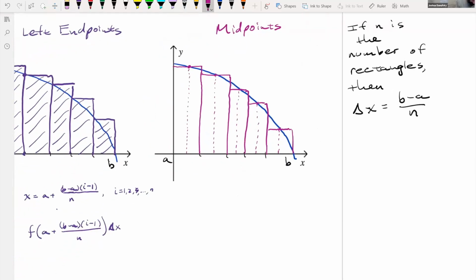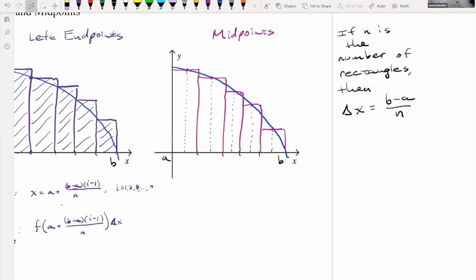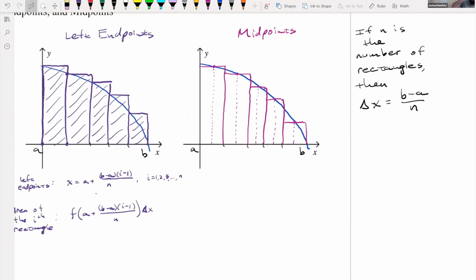And again, as we let the number of rectangles get huge, then we're going to find that the sum of the areas of those rectangles is going to get really close to the area under the curve. And so for midpoints, we start at a, and then we add on to that. Basically, we average, right? We take one of these, and we need to average these guys. We need to find the place in between, and then add that on to a.